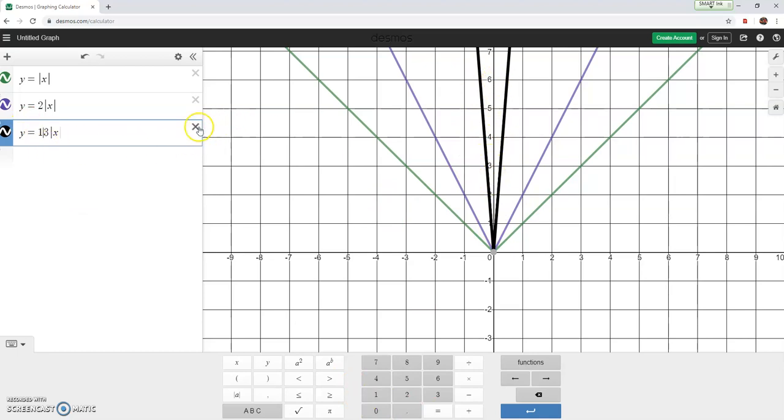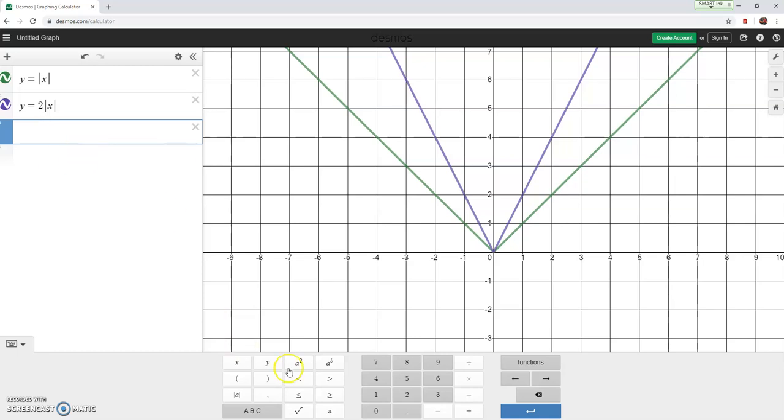All right, so let me do a different one. I'm going to do y equals, and I'm going to make a negative 2. Negative 2 is smaller than 2. Everybody in the room would agree with that, I hope. And if I use the logic we just talked about, since negative 2 is smaller than 2, it seems like that would make it wider.